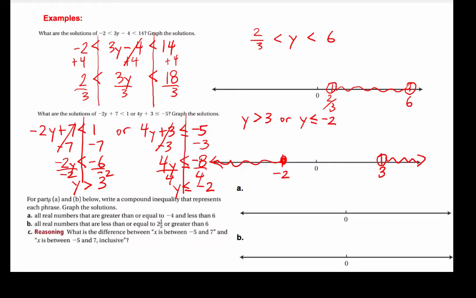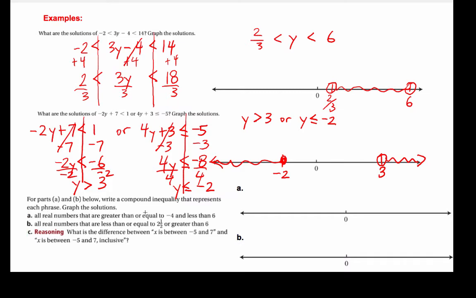Another example. For parts A and B below, write a compound inequality that represents each phrase and then graph the solutions. So in A here, we've got all real numbers that are greater than or equal to negative 4 and less than 6. So it's an and problem.